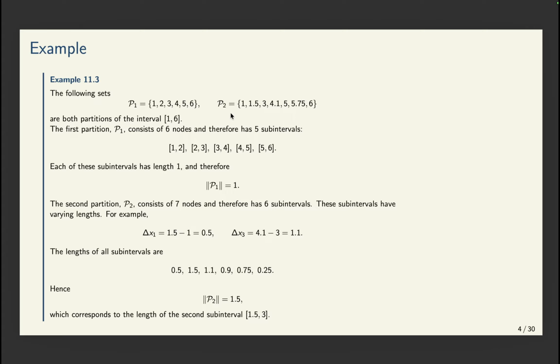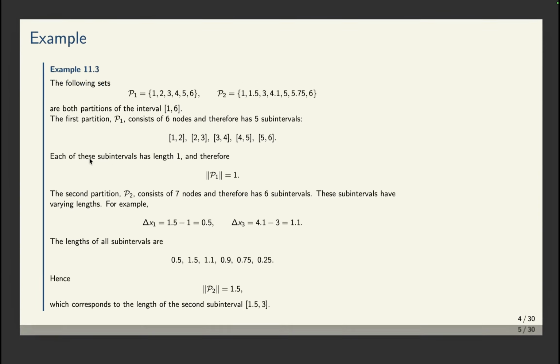Yes, both of them start with 1 and end at 6. Then I have a bunch of numbers in the middle, and I have respected the strictly increasing order. So yes, those are partitions. For example, for the first one, these are the subintervals. Do you agree? 1 to 2, 2 to 3, 3 to 4. And if I ask you what is the mesh or the norm of this, because the length of all of them is equal to 1, the highest length is also 1, so the norm of this partition is 1.